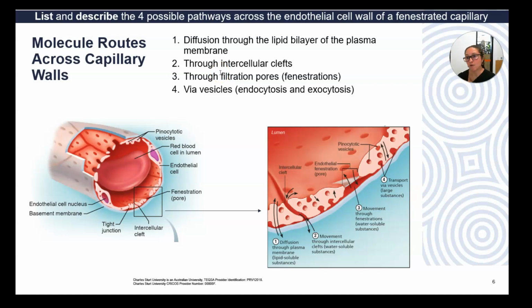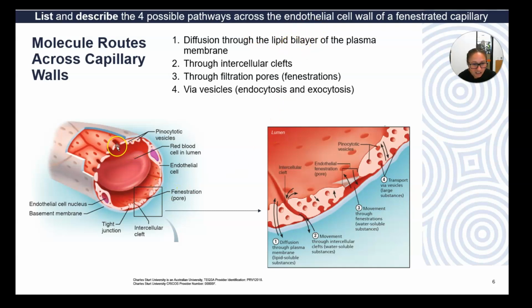Remember that before when we were talking about blood vessels, there were 3 different kinds of capillaries? We're just going to stick with the middle one, the mediumly permeable one. So let's see how we can get things from the blood into the interstitial fluid with this kind of capillary. The first way we can do it is to diffuse through the plasma membrane.